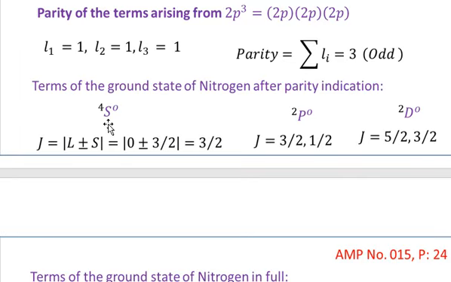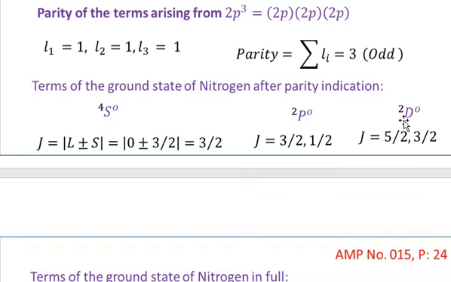Now let's calculate the total quantum number J. For this state, the value of J is given by the modulus of L plus minus S. For the term symbol S, the value of capital L is equal to 0, and for the multiplicity 4, the value of capital S is equal to 3/2. So the total value is equal to 3/2. So for this 4S° state, the total quantum number J is equal to 3/2. Now let's talk about the 2P° state. The value of capital L is equal to 1 for the P state, and the multiplicity 2 gives S equal to 1/2. So adding 1 plus minus 1/2 will give you J equal to 3/2 and 1/2.